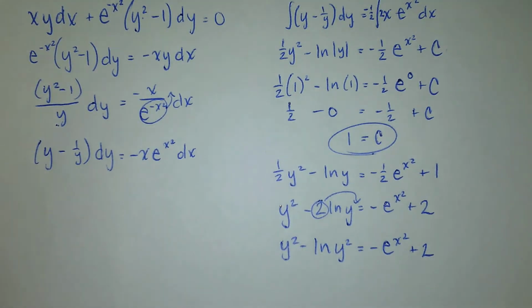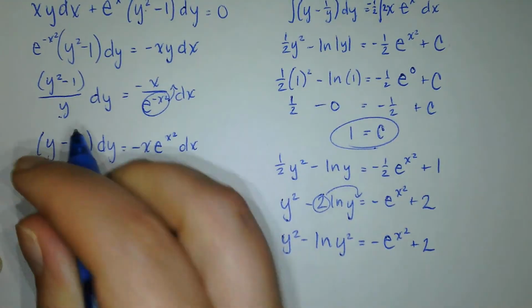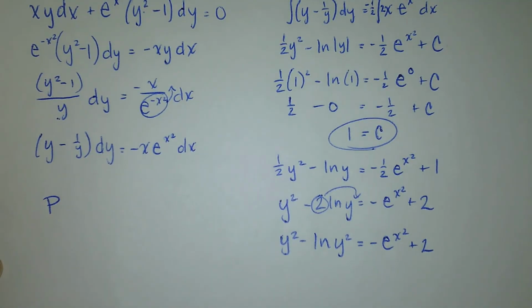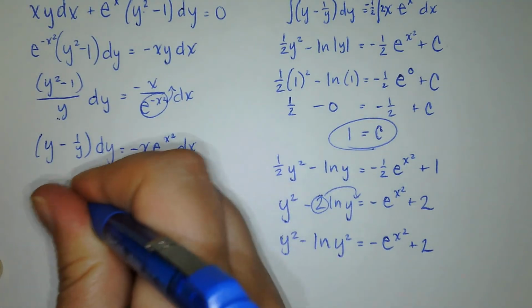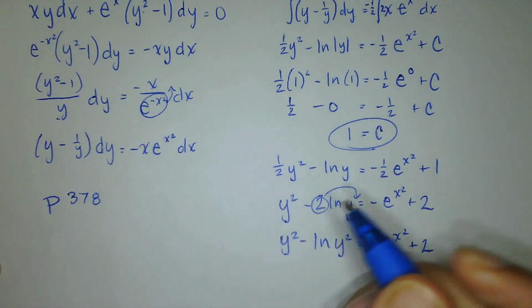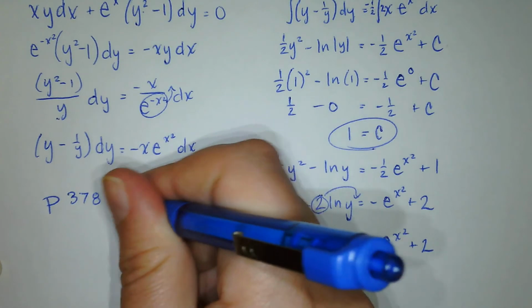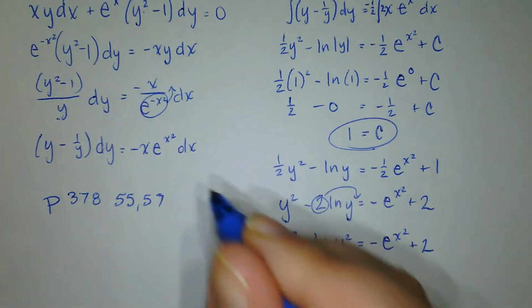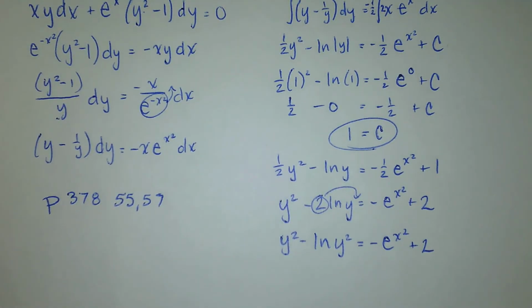Alright, so like I said, it was the same thing as yesterday's lesson, just a few more steps because you have to find the constant from the initial condition. So page 378, I have 2 problems for you today, and that's going to be 55 and 57. You are given the initial conditions, so figure out what the constant value would be.